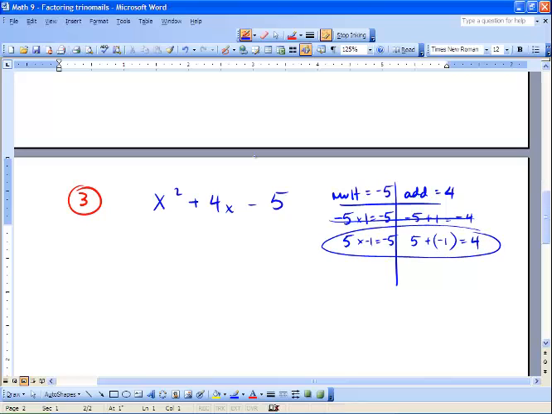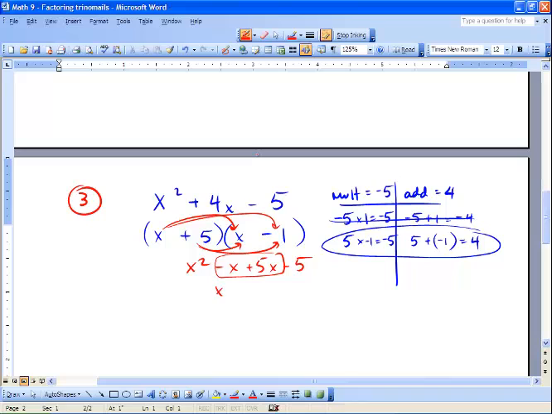These are our factors. So we put our brackets down, and we get x and x. We put our terms in there, positive 5 and negative 1. We go and check our answer by FOILing. We get x squared, negative x, plus 5x, and negative 5. We combine our like terms, and we get x squared plus 4x minus 5.